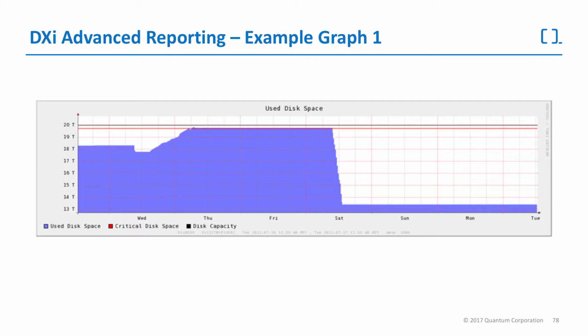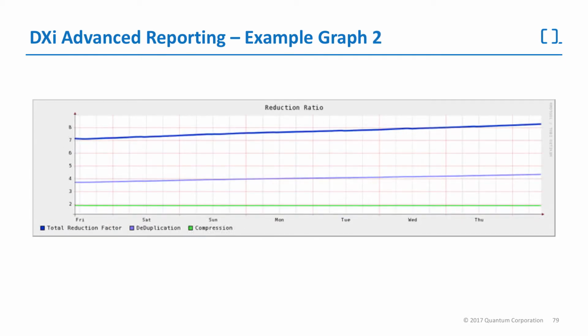If used disk space, shown in light blue, exceeds the critical disk space threshold, red line as shown here, the DXi would enter a critical disk space management mode. You do not want to enter this mode because, among other things, the DXi will automatically slow down the ingest rate. Here is another graph example, this time showing the reduction ratio.